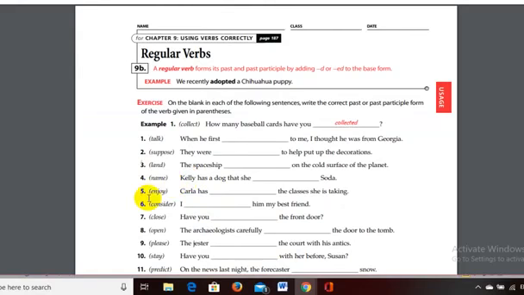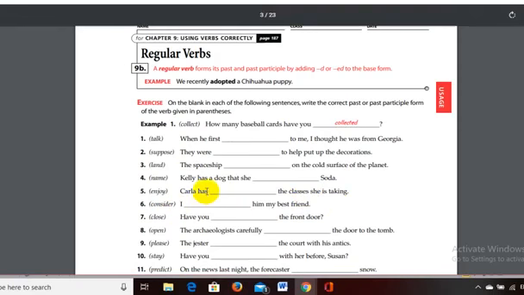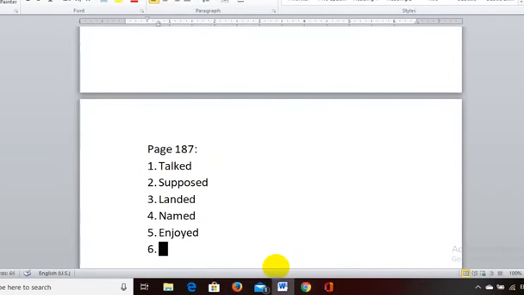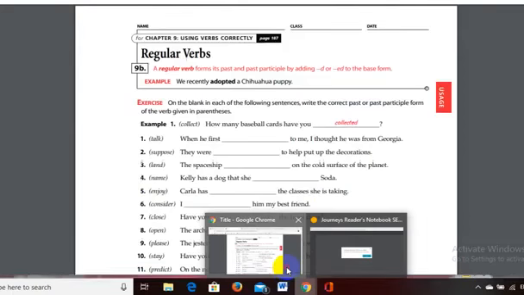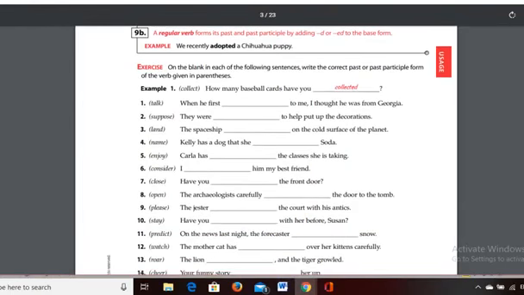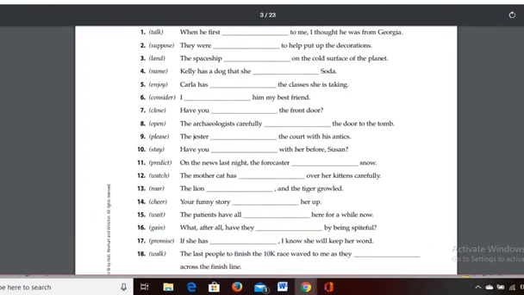Number 5, we have the verb enjoy. Carla has the classes she is taking. Has. We're going to put it in the past participle form. Has enjoyed. We're just going to add an ED as well. Enjoyed. Alrighty. Number 6. And let's take a look at it. Consider.